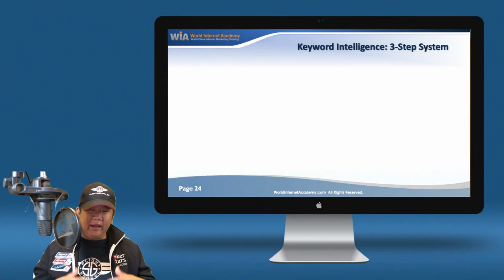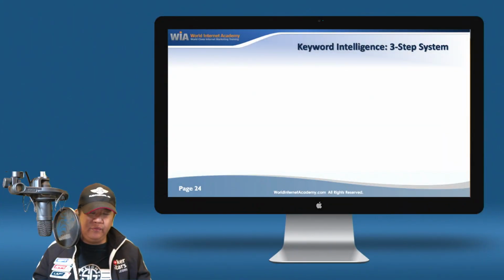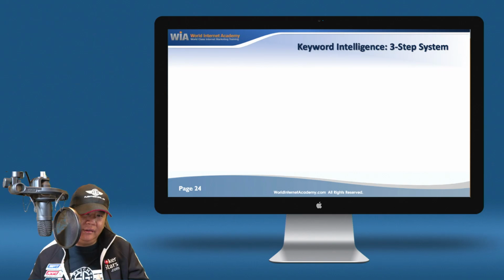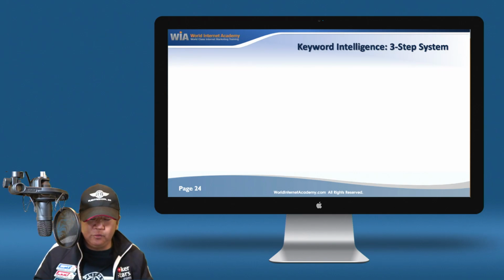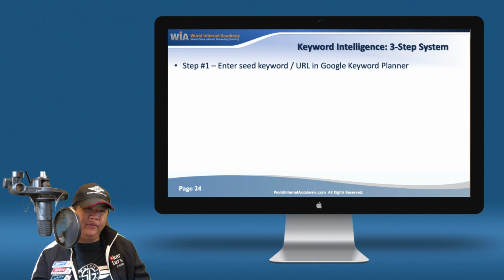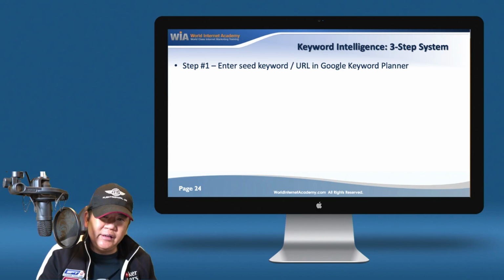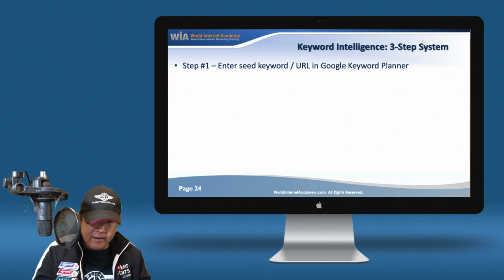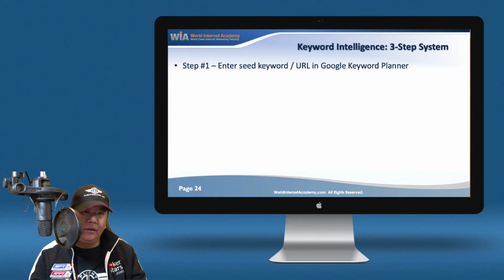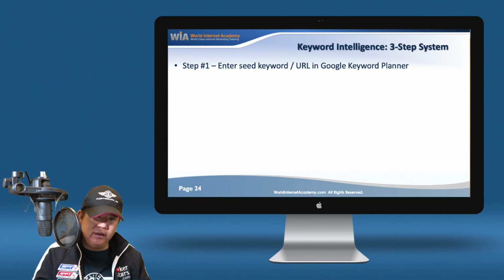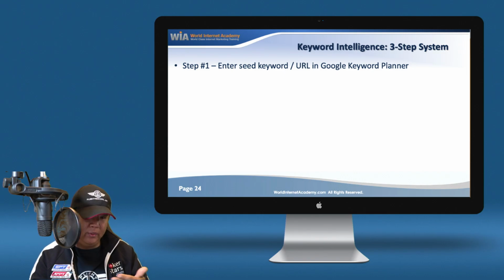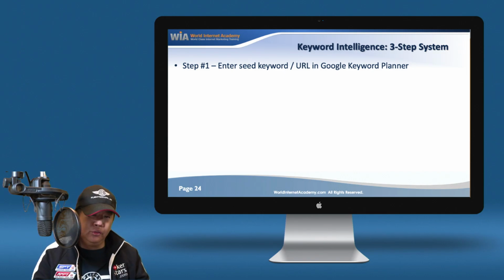Now let me guide you to a more specific keyword intelligence 3-step system. I'm going to take this really slowly. It starts with identifying your seed keyword or a URL in Keyword Planner. So I'm going to be using Keyword Planner as a tool. In a short while, I'll probably go there and introduce you to the tool itself.